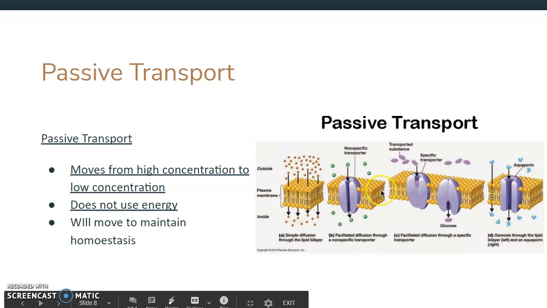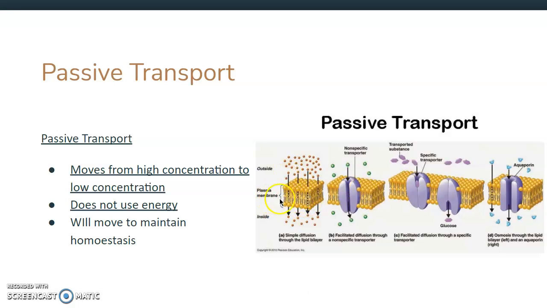So we can see we have three different types of passive transport. We have simple diffusion, where we can just see these little circles going in and out. We have facilitated diffusion, where we're using a protein, and then a special type, osmosis, where we're using a protein as well. This will just continue to happen until everything is equal, until we have the same amount of molecules on the inside and the outside.